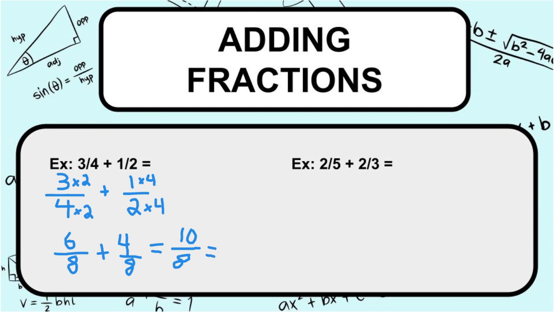Fantastic. So 8 goes into 10 once. I have 2 left over. And again, the 8 stays. But I can simplify 2/8 one more time. So we end up with an answer of 1, and 2 goes into 8 4 times. 1 and 1/4. All right?